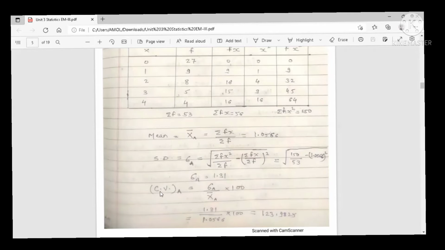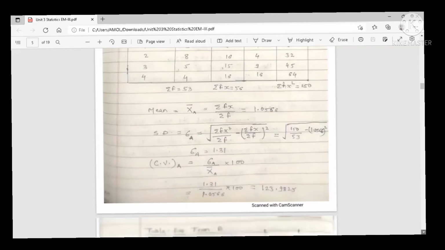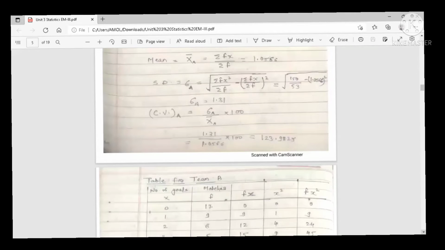Its formula: CV suffix A, the coefficient of variation for team A, is equal to the standard deviation for team A upon the arithmetic mean of team A into 100. It means sigma A upon X bar A, into 100, where sigma A is the standard deviation for team A and X bar A is the arithmetic mean for team A. This is the formula of CV, coefficient of variation, discussed in the previous lecture.